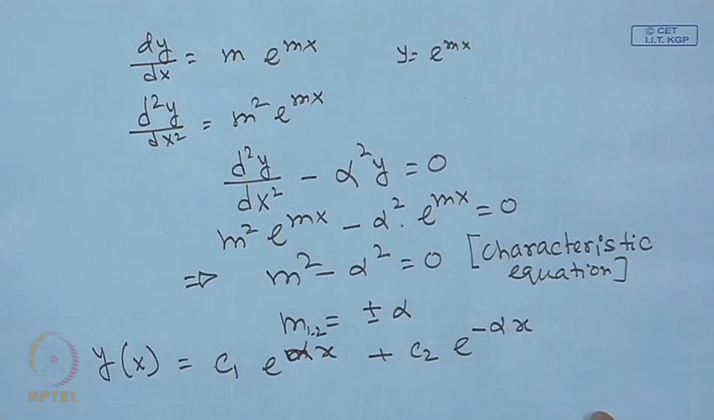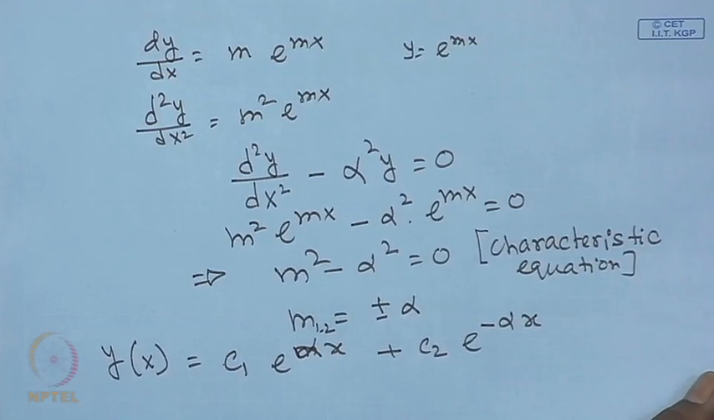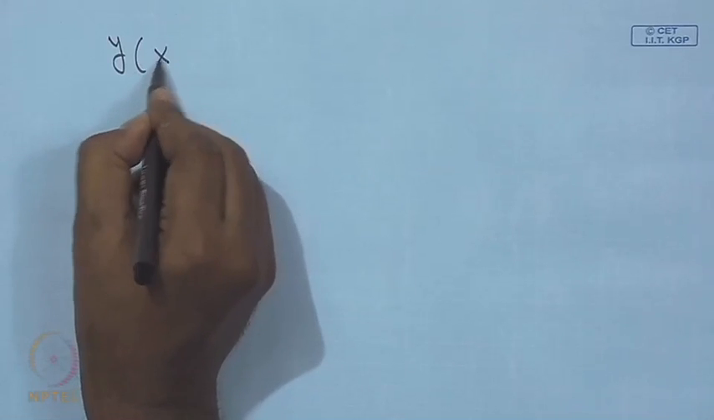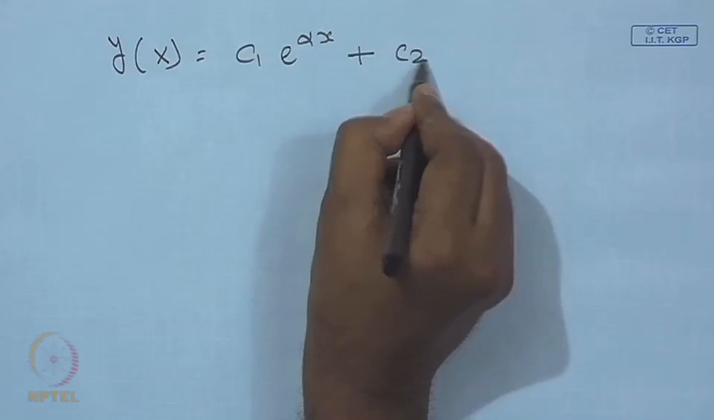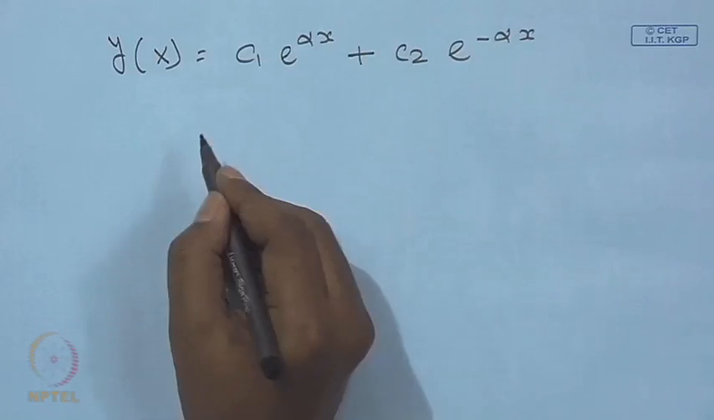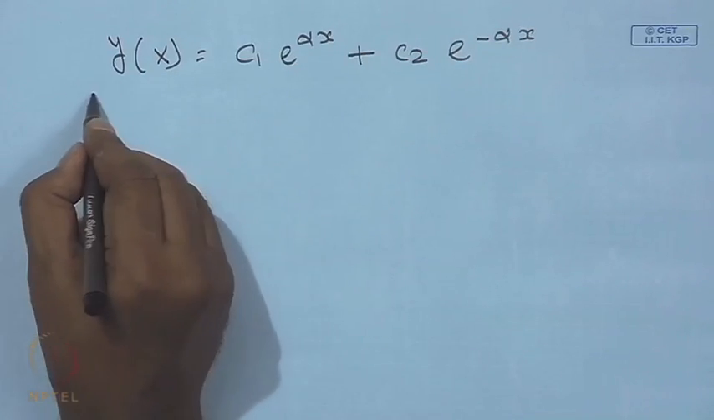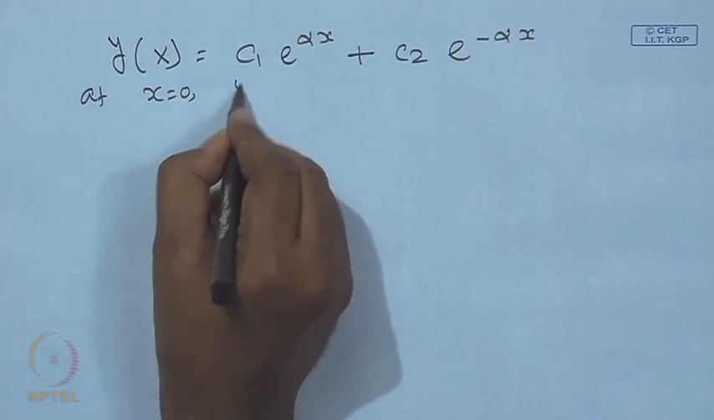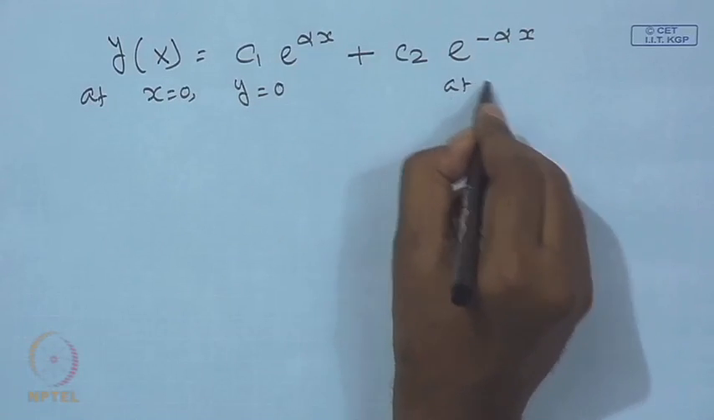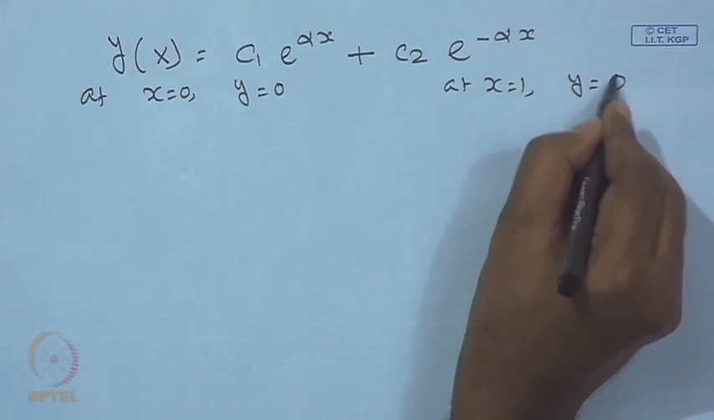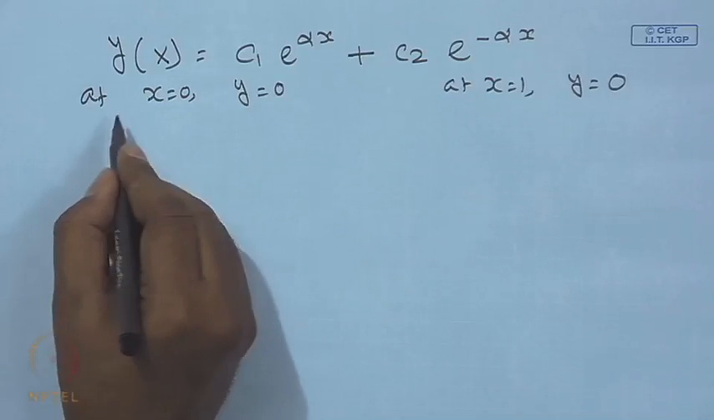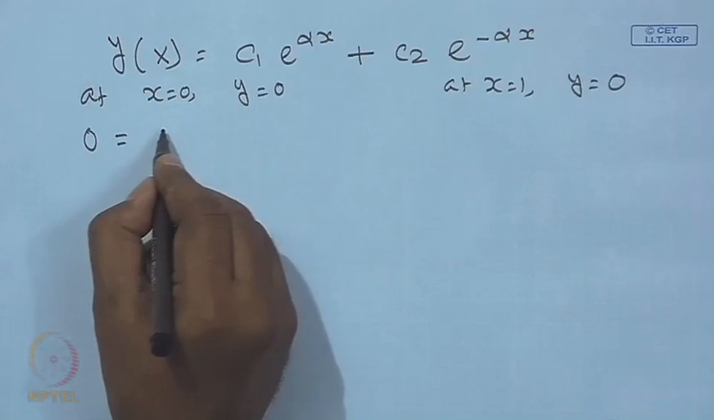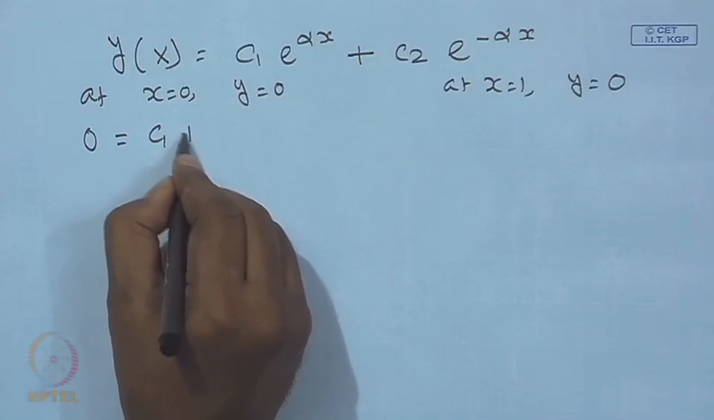Now, with this solution we put the boundary conditions. Let us write the form of the solution as C1 e to the power alpha x plus C2 e to the power minus alpha x. Next, we write down the boundary conditions: at x is equal to 0, y is equal to 0, and at x is equal to 1, y is equal to 0, the homogeneous boundary conditions. Now, if you utilize the first boundary condition, let us see what we get. We will be getting 0 is equal to C1 e to the power 0, which is 1, plus C2.